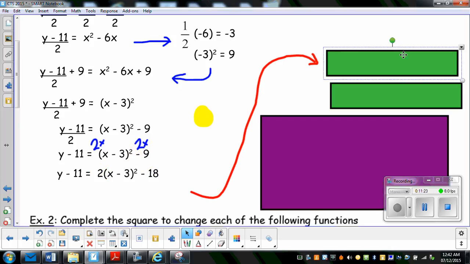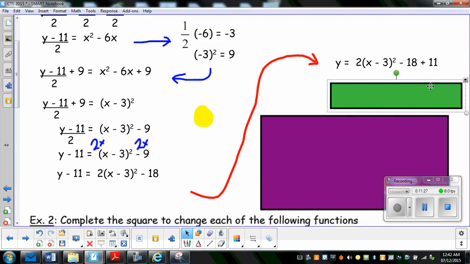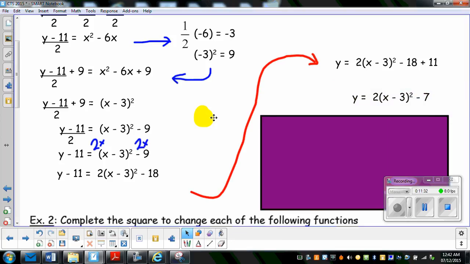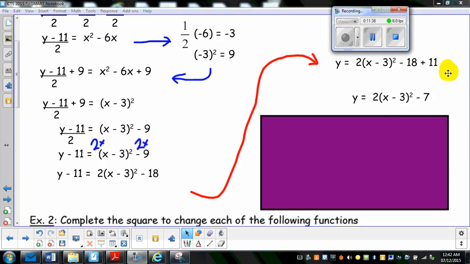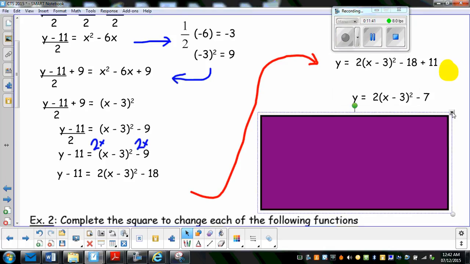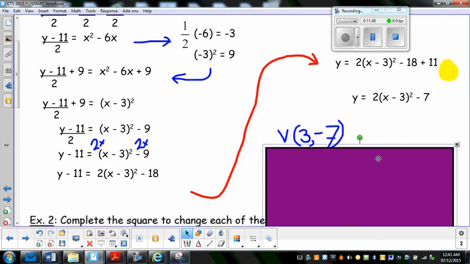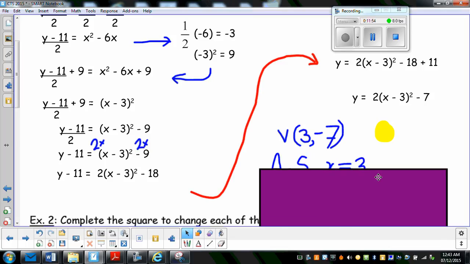And our last step, we bring that negative 11 to the other side, becomes positive 11. And then we simplify things and we have y equals 2(x minus 3) squared minus 7. So to answer our questions, there's our vertex. Remember, we change the sign of the number in the bracket and we keep the sign of the number on the end. So (3, negative 7) is the vertex.